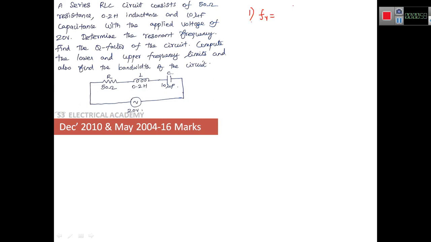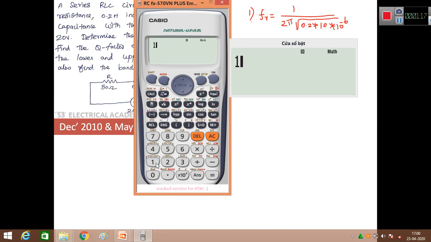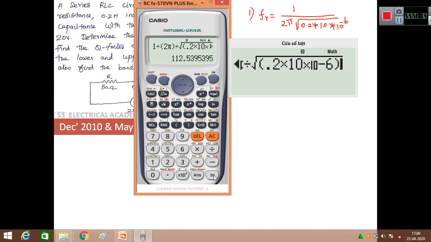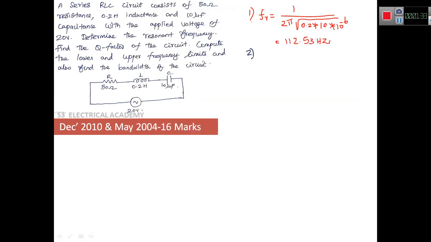So first question, FR is equal to 1 divided by 2 pi into root LC, inductance value 0.2 Henry, capacitance value 10 microfarad, 10 into 10 power minus 6 farad. Using calculator, 1 divided by 2 pi divided by root of 0.2 into 10 raised to power minus 6, which is equal to 112.53. So FR is over.